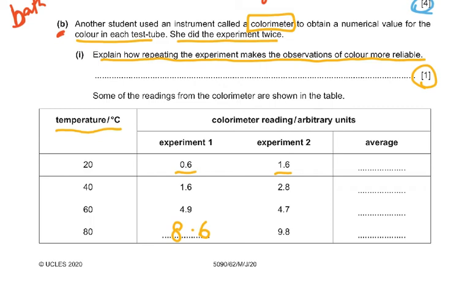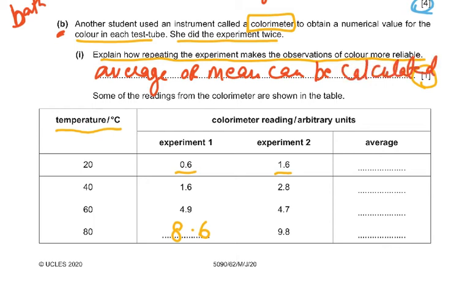Explain how repeating the experiment makes the observations of color more reliable. You see, when you take an average, a mean can be calculated. If you just take one reading, that could be a wrong reading, could be an error. So when you take 2 or 3 or 5 readings, then you calculate the mean and you get a very good idea as to how much it could vary.